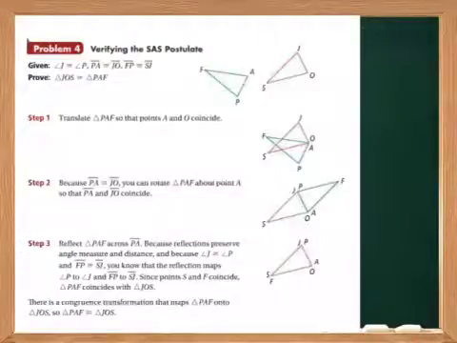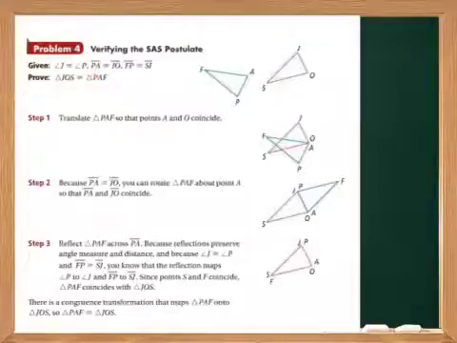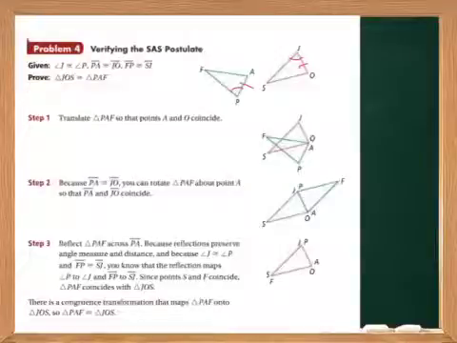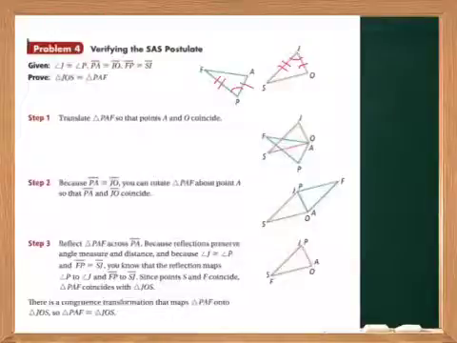Now, if we were to verify the side angle side postulate, it would be given that angle J is congruent to angle P, that side PA is congruent to side JO, and FP is congruent to side SJ. So we know that these two triangles are congruent by side angle side, but to verify why it works, we can look at a series of rigid motions.